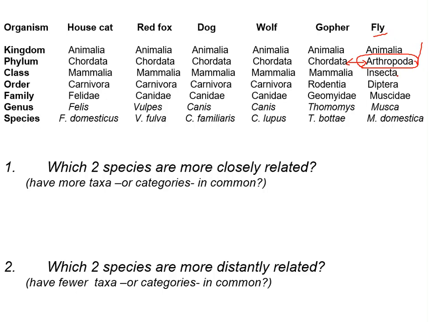So that's actually the answer to number 2. I kind of skipped around here. The answer to number 2 is the fly is least related to all of the others. But which are the most closely related? You're just looking for the most overlap.